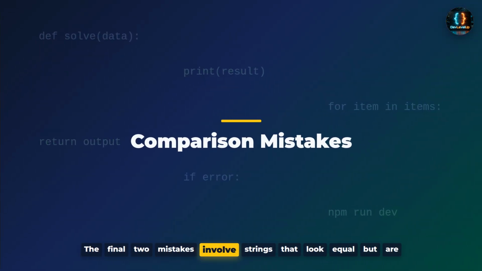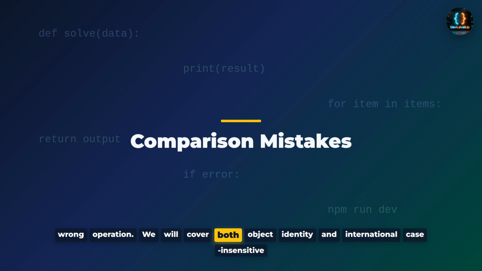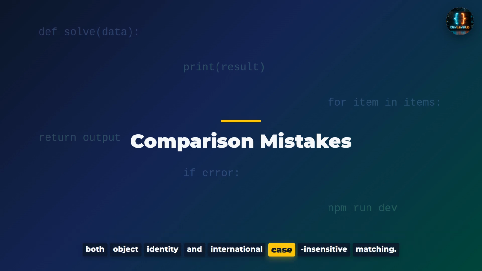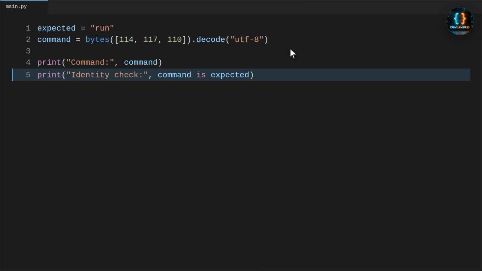The final 2 mistakes involve strings that look equal but are compared with the wrong operation. We will cover both object identity and international case-insensitive matching. Suppose a command arrives from input or decoding instead of being written directly in the source. It contains the text run. So we might incorrectly compare it with is. Let us run the code and see that the identity check is false.